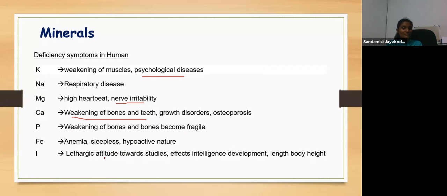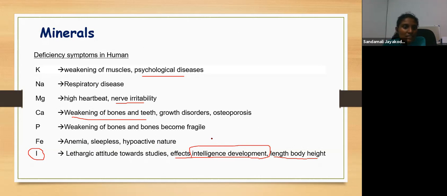And iodine is really important because it affects intelligence development and length, body height. Our height growth and intelligence development. This iodine is really important because the thyroid gland produces our hormones. So hormones activate our body. That hormone production is affected by iodine deficiency. That's why iodine deficiency should be treated very fast. Otherwise, we will get intelligence development problems. Iodine. So these are the things.